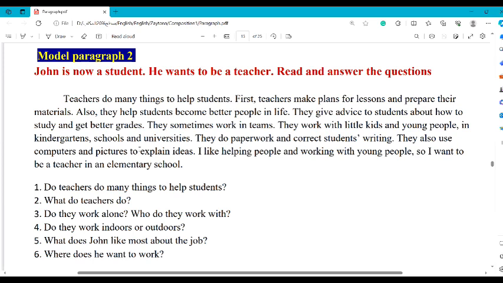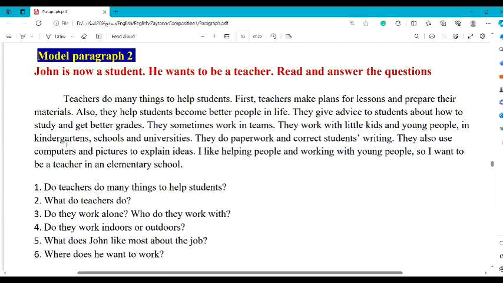The teachers do many things to help students. First, teachers make a plan for lessons and prepare their materials. Also, they help students become better people in life. They give advice to students about how to study and get better grades. They sometimes work in teams. They work with little kids and young people in kindergarten, schools and universities.